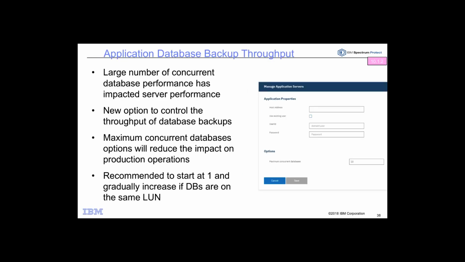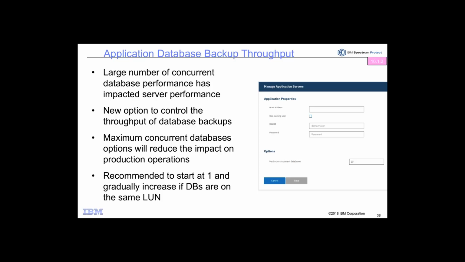We have changed an option on database backups to allow you to specify a maximum number of concurrent databases to be backed up simultaneously. The reason we have done this is because we have experienced cases where a large number of concurrent database backups has impacted server performance. And so we've added this option to allow you to control the number of concurrent databases, to throttle the number of backups that occur simultaneously.